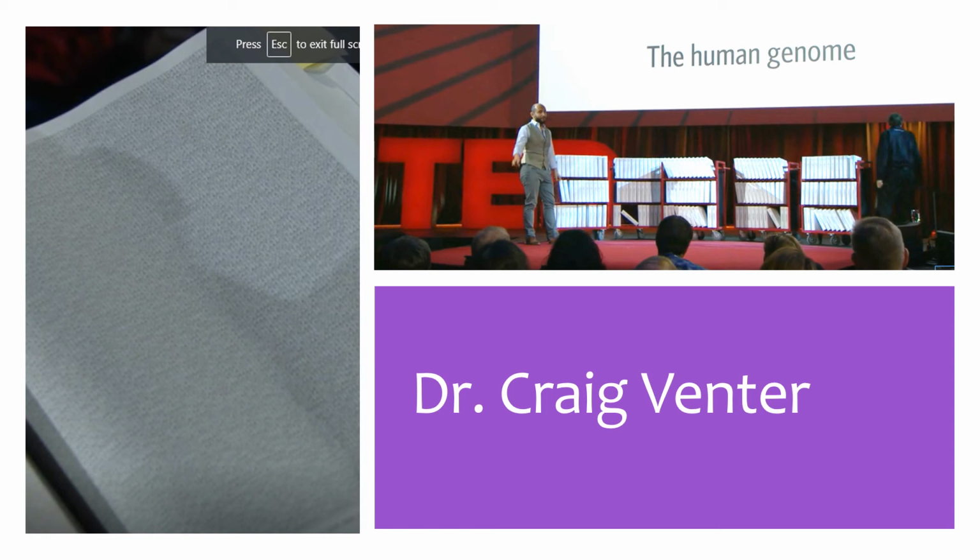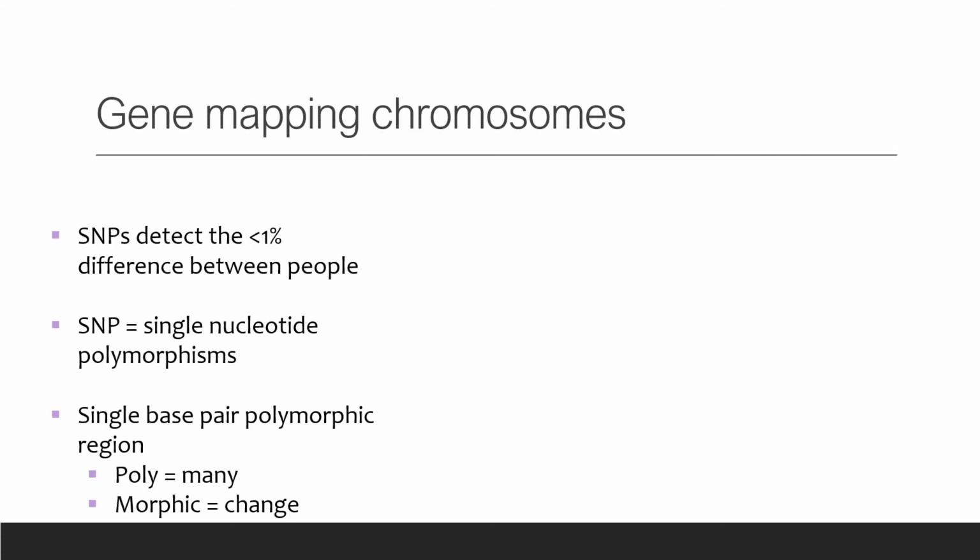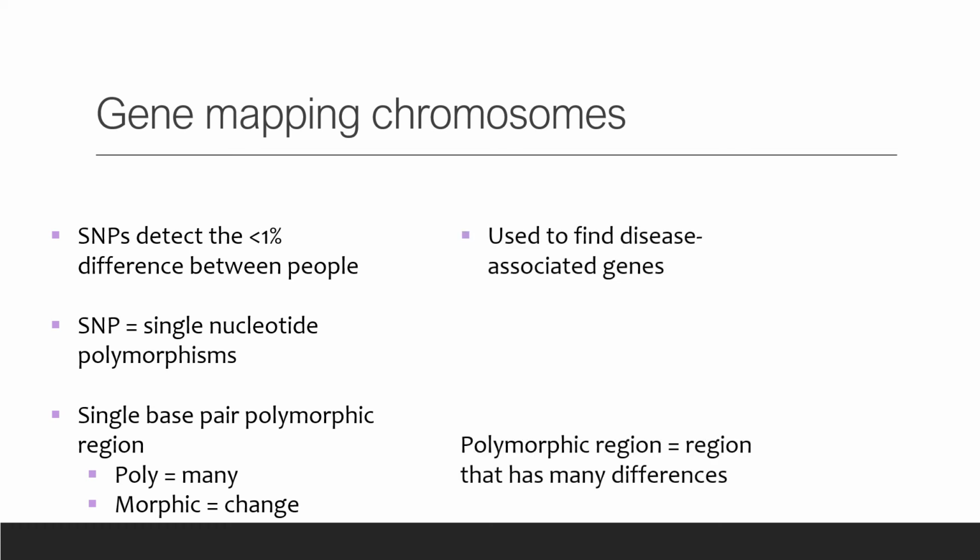For example, a line of many pages of many books read AG, AAG, AAT, ATA, and this gives him his eye color. With all this advanced technology, we are able to figure out more about life than ever before, and the advancements could really make a difference. One example of this is gene mapping in chromosomes and using single nucleotide polymorphisms, also known as SNPs. SNPs are single base pair polymorphic regions, or to make it simpler, SNPs detect the less than 1% difference between humans' genes. This can be especially helpful when trying to find disease-associated genes.